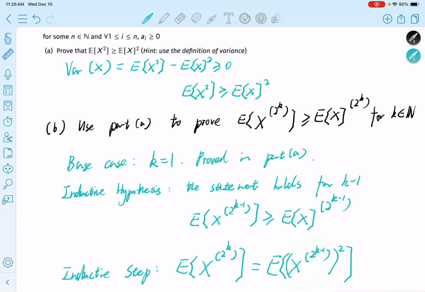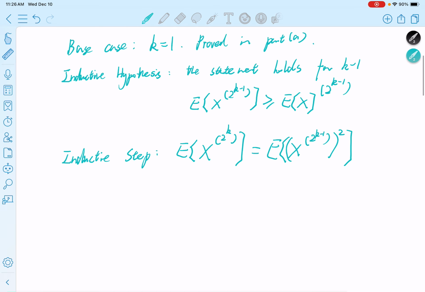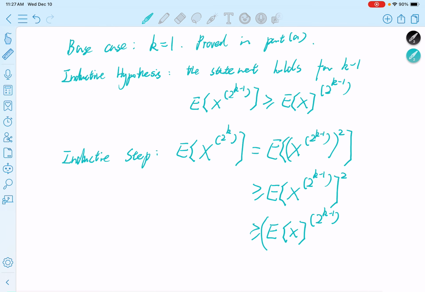And apply part A. And use the statement from part A, we can take a square out of the expectation. So we right now have e of x to the 2 to the k minus 1 squared, right? So finally, we can use the hypothesis. Let's apply the hypothesis. This function is greater than or equal to e of x to the 2 to the k minus 1, this thing squared.